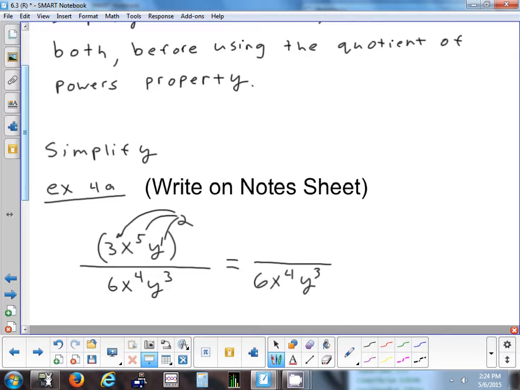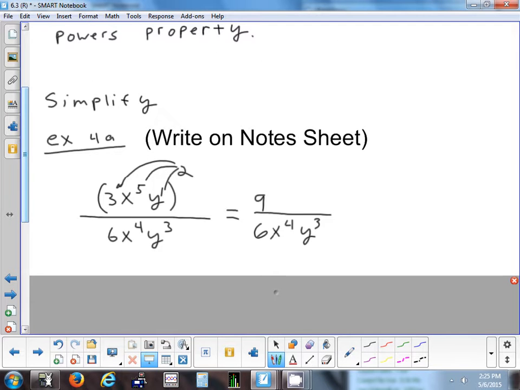So the first one's going to be 3 to the second power. 9. Remember, like we said in the warm-up, if it's a number to a power, you have to simplify that. You can't leave it as 3 to the second or -4 to the third. You need to make it just a number.